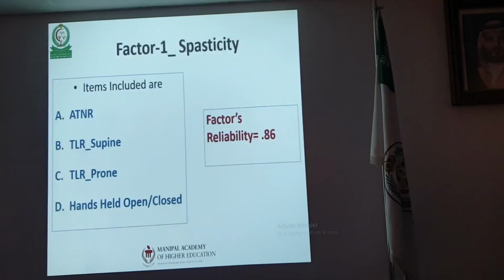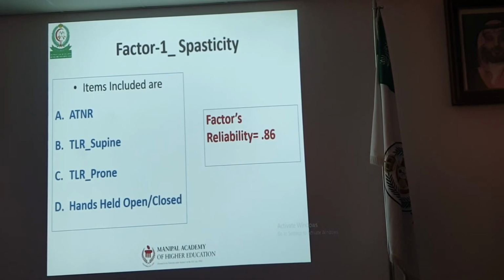Okay, so we go to the next. Which components come under factor 1? Factor 1, that is spasticity, has ATNR, TLR supine, TLR prone, and hands open and closed. These four items are categorized as factor 1. The factor is named spasticity. As for whether this factor is statistically reliable, it is 0.86.